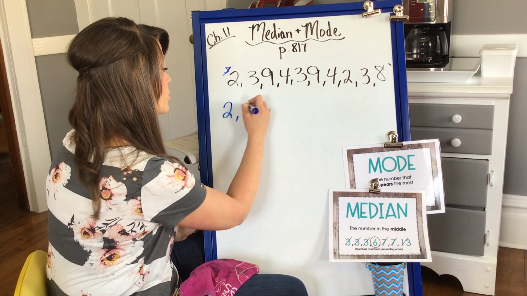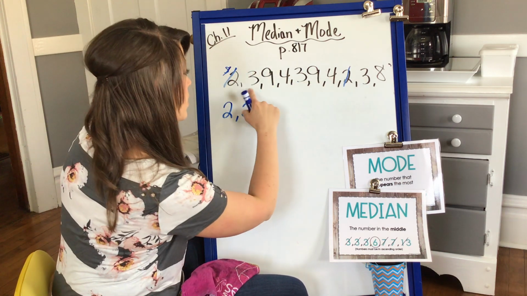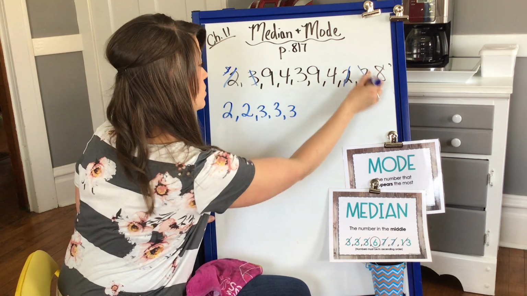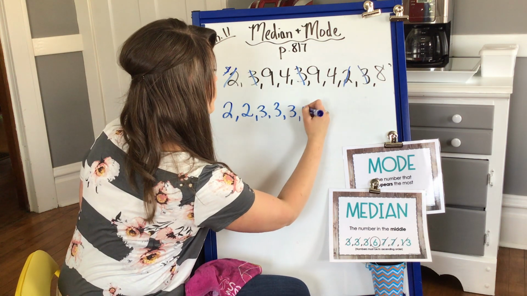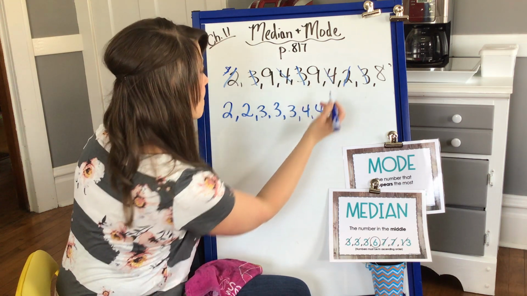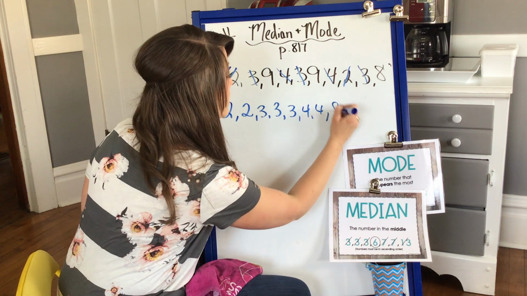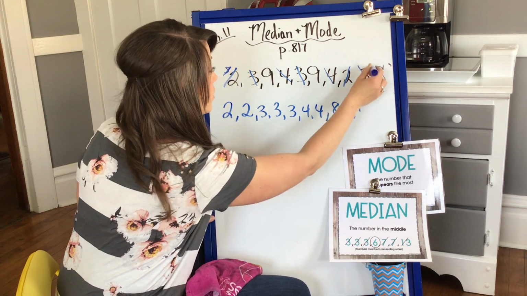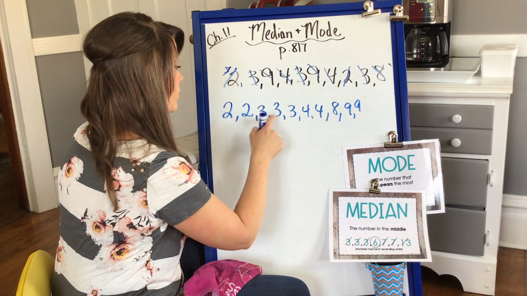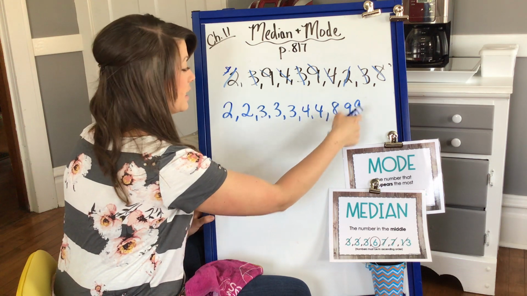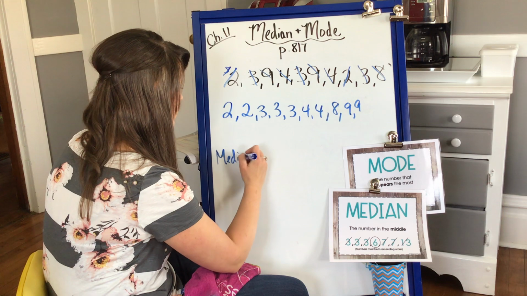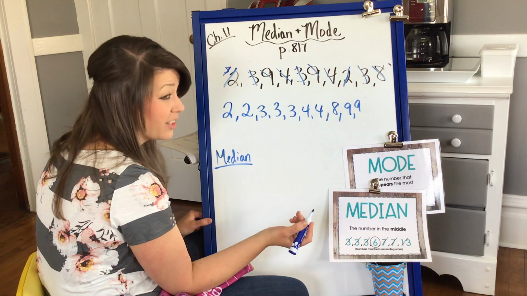So I have 2 2s, and 3 3s, then 4, 5, 6, 7, 8, 9, 10. So I have all my numbers. So now, again, the median for this one's a little bit trickier because it's an even number.